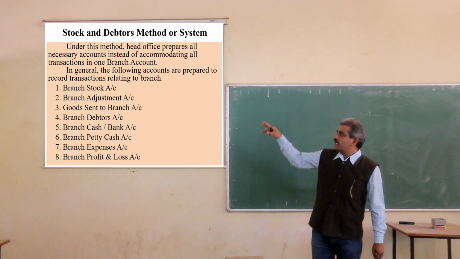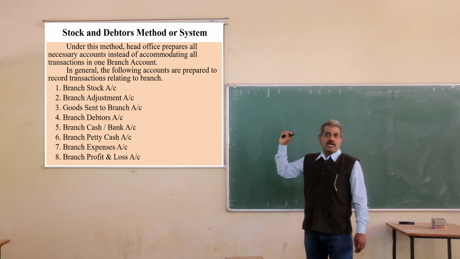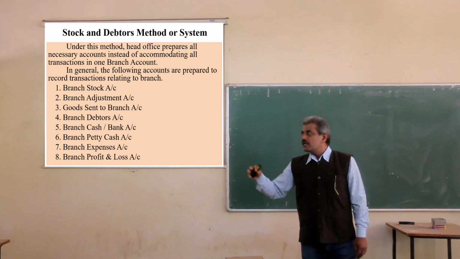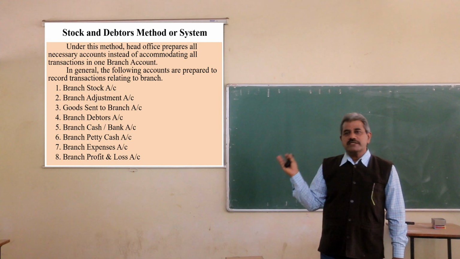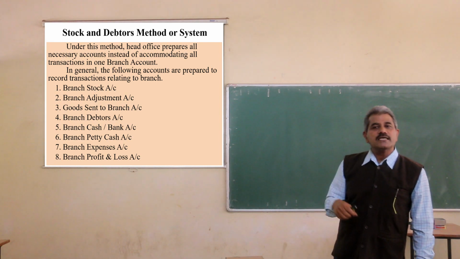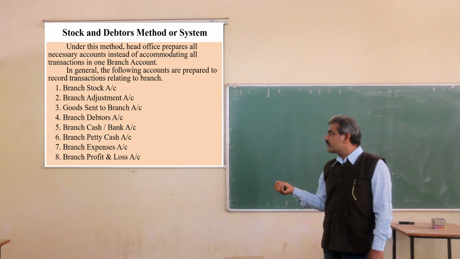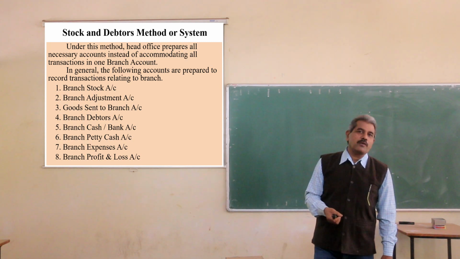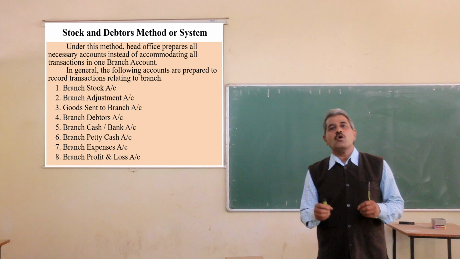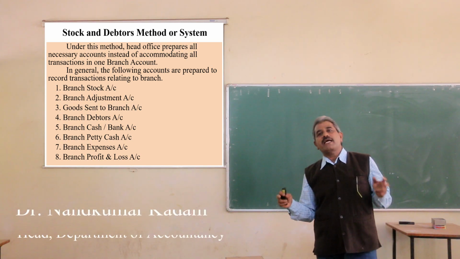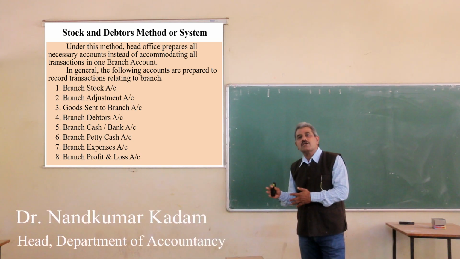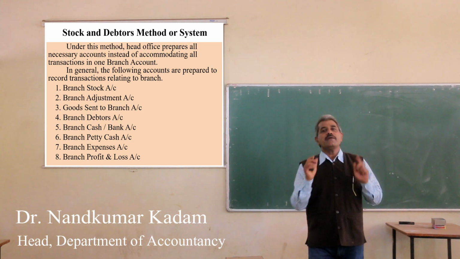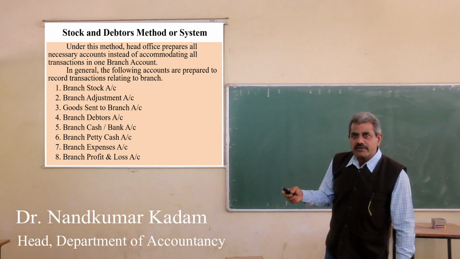Generally, 8 accounts are opened for the purpose: branch stock account, branch adjustment account, goods sent to branch account, branch debtors account, branch cash or bank account, branch petty cash account, branch expenses account, and branch profit and loss account. These accounts are opened to record all branch transactions. This is the complete set of books of accounts. Here we will prepare all the required accounts. Is that clear?